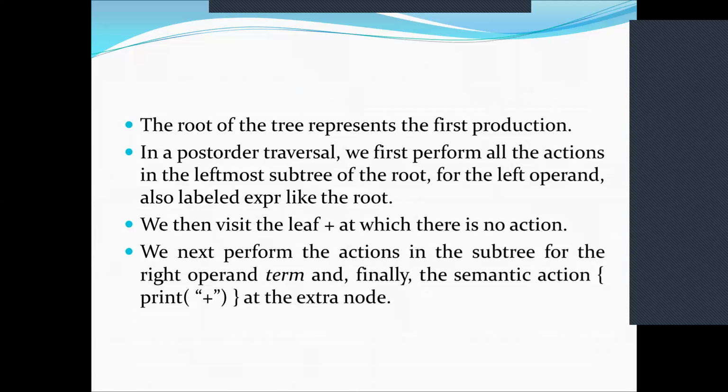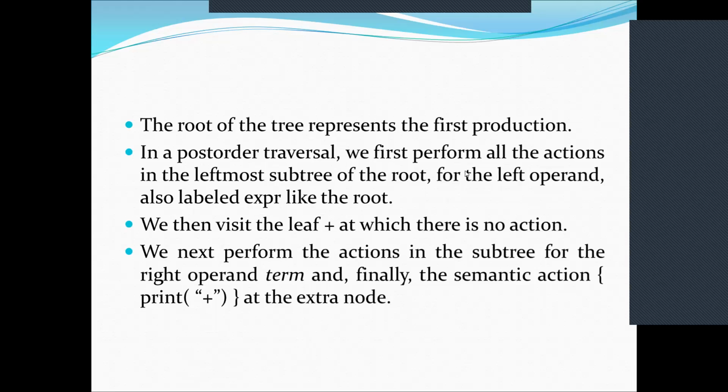In a post-order traversal, we first perform all the actions in the leftmost subtree of the root. Because we have seen postfix means first the left, then the right, then the middle, or the root, comes. Right? 9 minus 5 means first 9 goes, then 5 comes, then the root or the middle one comes to the right. So that's what it says.